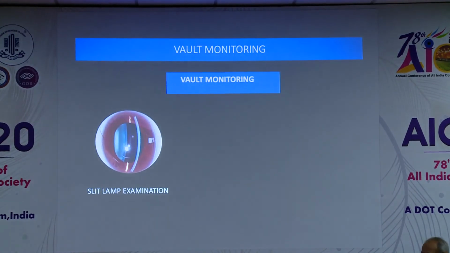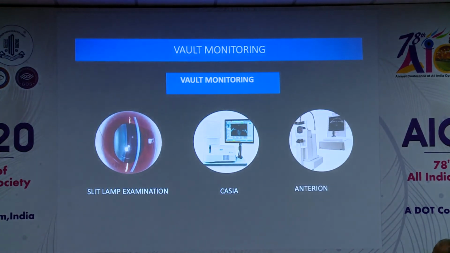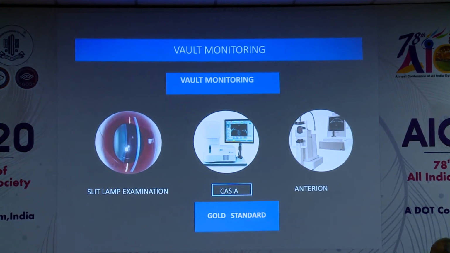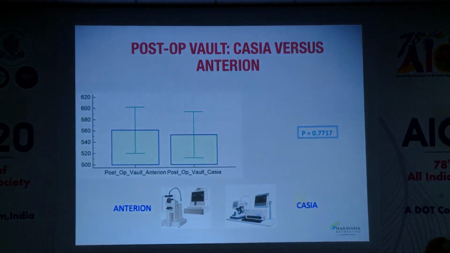As I said, the gold standard is slit lamp imaging or the CASIA, which is an anterior segment OCT as well. Now we have Anterion. So we are also doing the vault measurement on all three machines, comparing the outcomes. To our knowledge, they are pretty much comparable, the Anterion and the CASIA vault, and there is no statistically significant difference in how the two machines measure the vault.